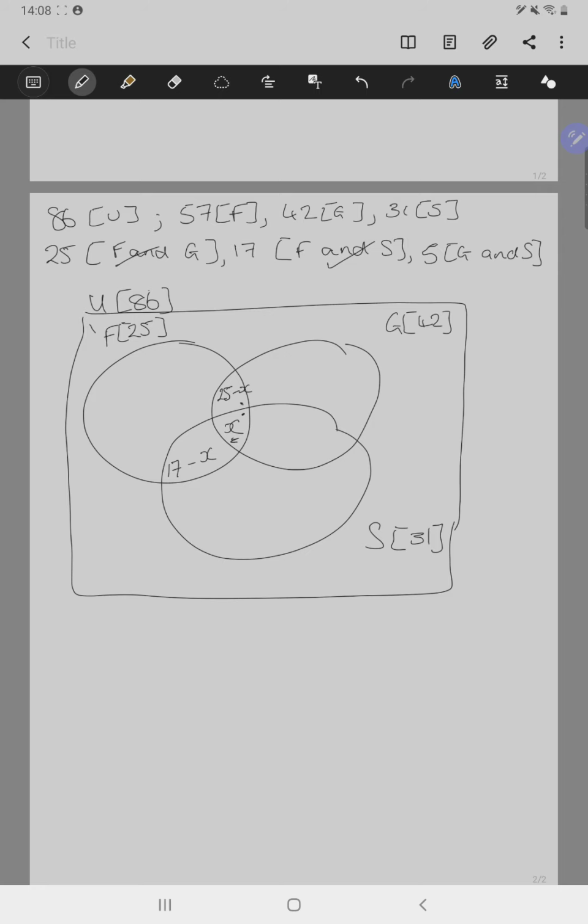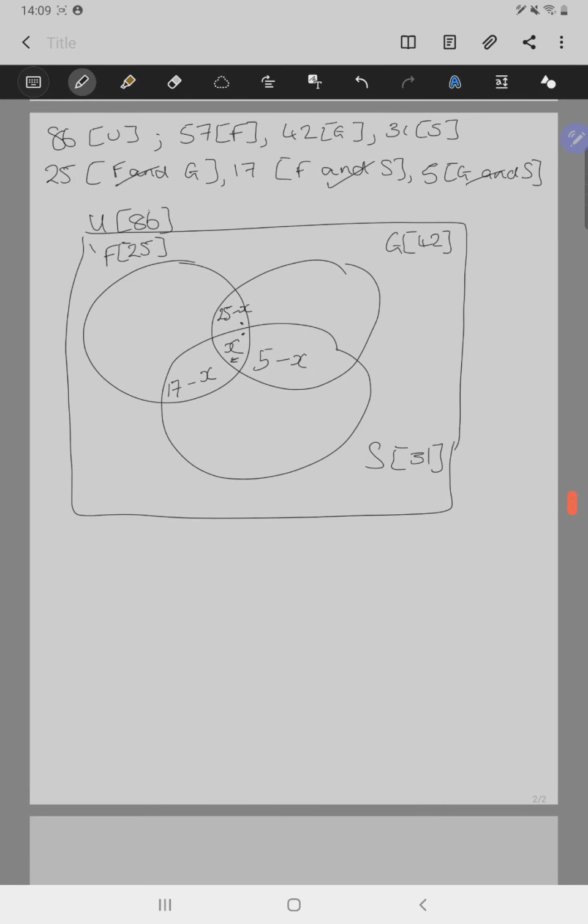And for the part on the right, they tell us 5 people in total study German and Spanish. So everything in here is going to add up to 5. If we have x in the middle section, we subtract that from the total to find the part on the right by itself. Since that is x, that makes this here 5 minus x. So we filled in everything there as much as we can.